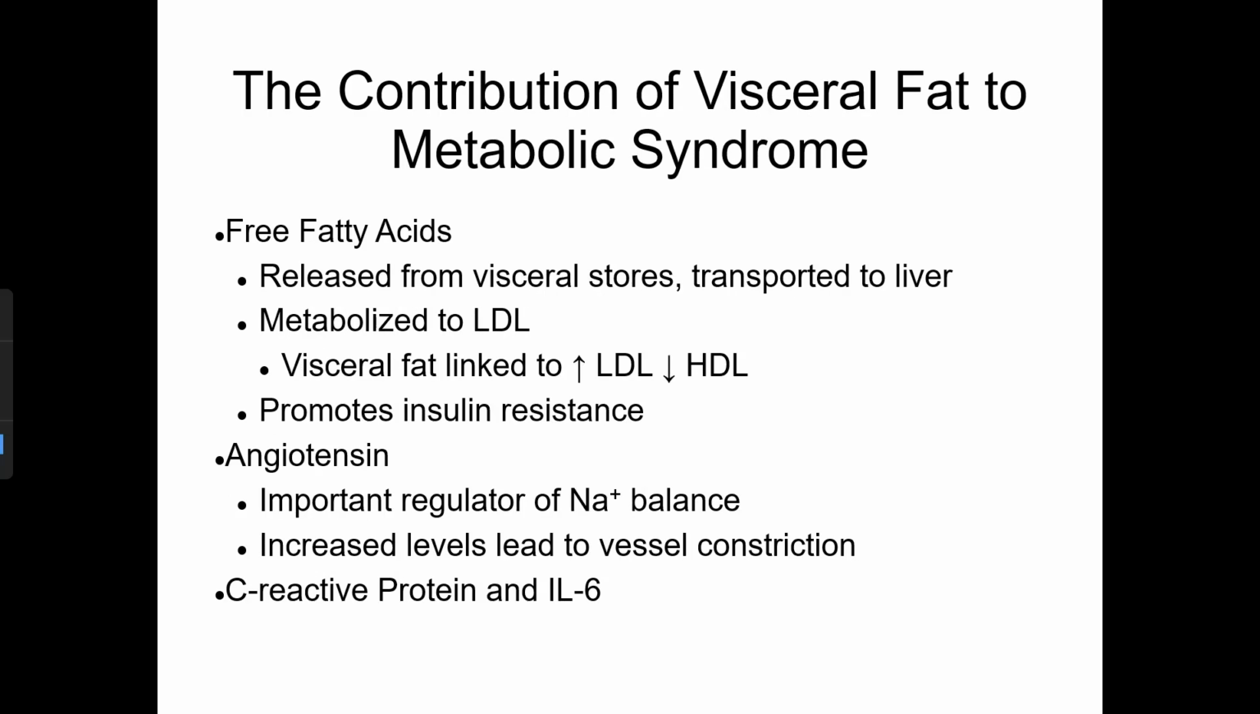The contribution of visceral fat to metabolic syndrome. So free fatty acids released from visceral stores, transported to the liver, metabolized to LDL. Visceral fat linked to increased LDL and decreased HDL, and that further promotes insulin resistance. Angiotensin, important regulator of sodium balance. Increased levels lead to vessel constriction. C-reactive protein and IL-6 are also contributing factors to visceral fat.